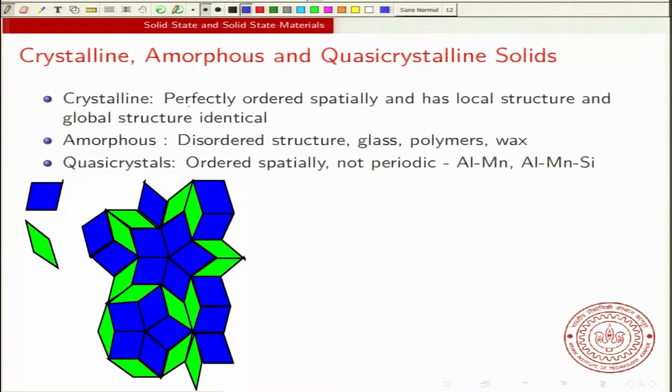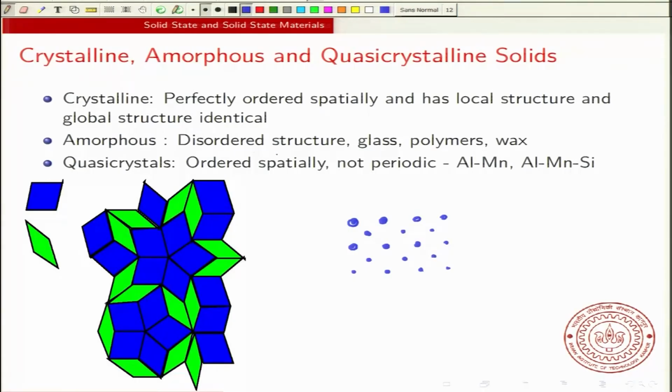A crystalline solid is perfectly ordered spatially and has a local structure and a global structure which are identical. In a crystalline solid, if these are the atoms of the solid, they would be perfectly arranged in some structure. I am showing it in 2 dimensions, but you would have a perfect arrangement of constituent atoms or molecules in a crystal. That is what a crystalline solid will look like. Everything is perfectly arranged. I am just showing one example here of a centered square lattice. This is in 2 dimensions, but we will see a lot more about crystals later.